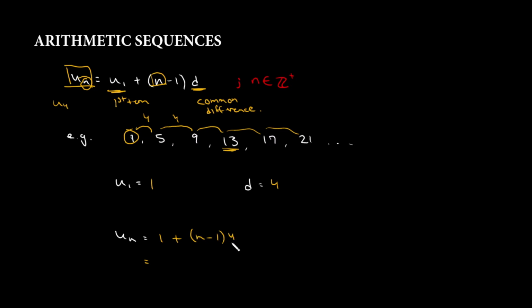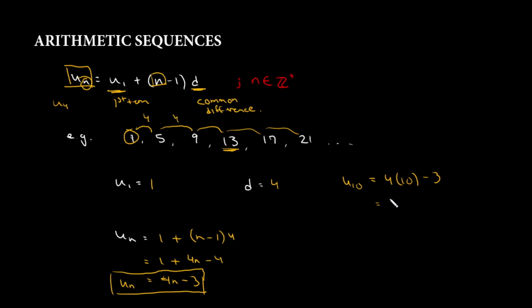You can leave it like this, but sometimes it's a little simpler if you expand this bracket and simplify it. So it'll be 1 plus 4n minus 4, and that would give you 4n minus 3. And that would be the general formula of this sequence. Say you wanted to find the 10th term of the sequence, because you're not given the 10th term, you're just given until the 6th term. You know the general formula, and you just need to plug in n, because you've already simplified it. That would give you 40 minus 3, which is equal to 37, u10. So that's how arithmetic sequences work.